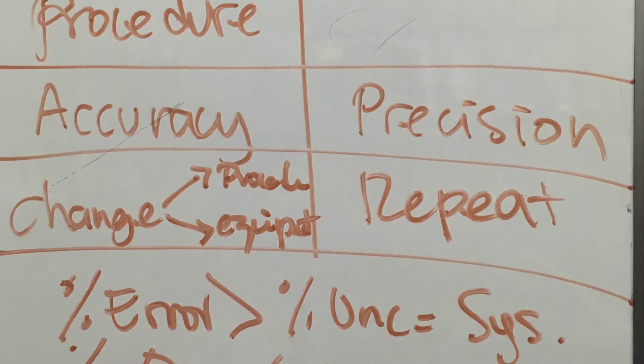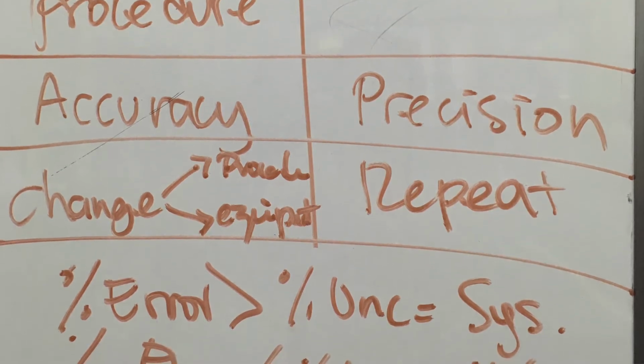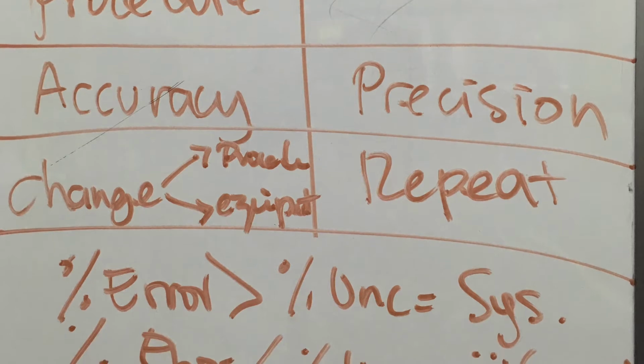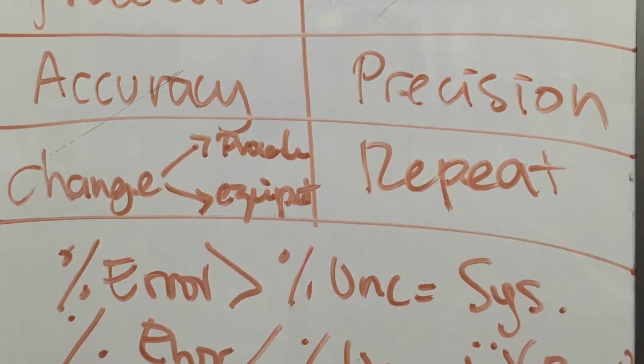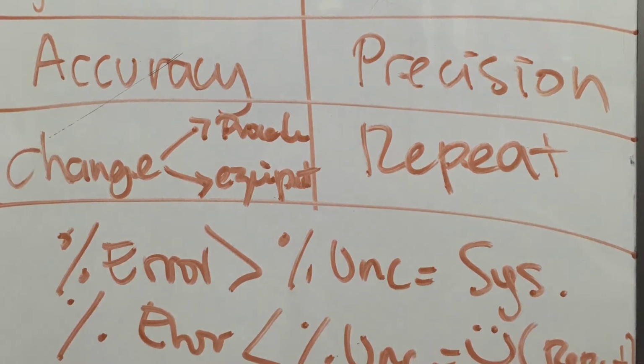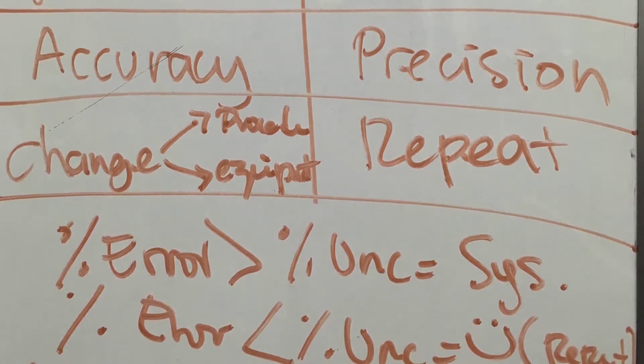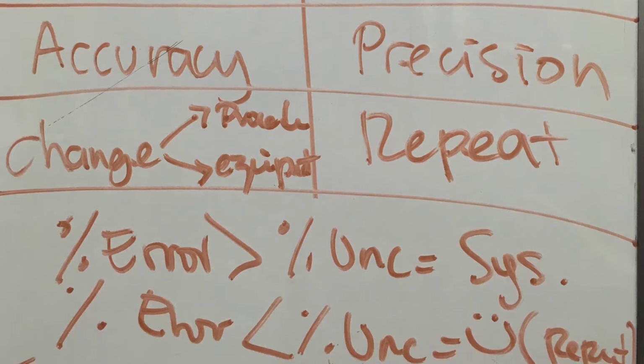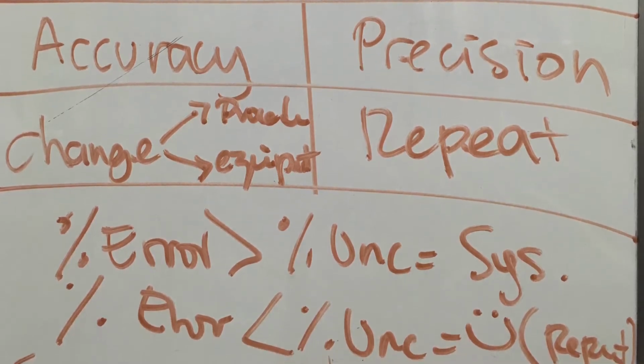Rule: percent error is greater than percent uncertainty. That means you have a systematic problem. Percent error less than percent uncertainty, it means you're okay. Just repeat.